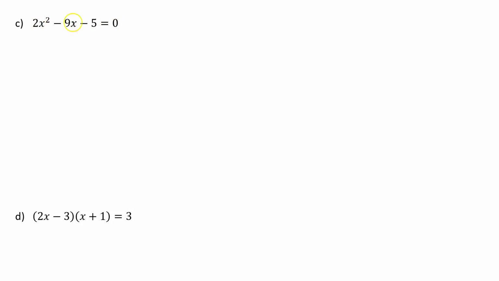We need to find two numbers that multiply out to, and this is not part of my work, this is like on a scrap piece of paper, but I'm just putting it off to the side. Two numbers that multiply out to -10, because 2 times -5 is -10, and add up to -9. I think I know what that is. So 2x squared minus 10x plus 1x, or just x, minus 5 equals 0.